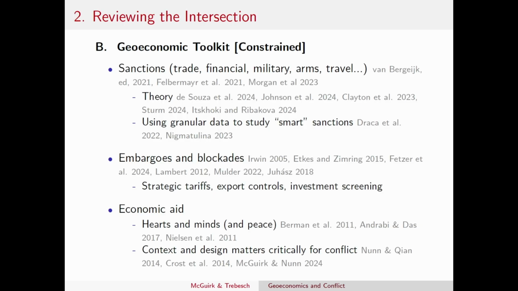So anything related to this is certainly relevant. Again, the sort of the classic heart of geoeconomics undoubtedly is this toolkit, right? The tools of economic statecraft. Okay, so this could be sanctions related to trade, financial sanctions, military, arms, travel. There's a very rich and really vibrant theoretical literature on sanctions, and also I think a very promising avenue for future empirical research is using granular data to study the impact of smart sanctions, right, on individuals and firms and so on. Again, a rich tradition studying embargoes, blockades, and related topics. So like strategic tariffs, so tariffs that have geopolitical ends, export controls, investment screening, and so on.